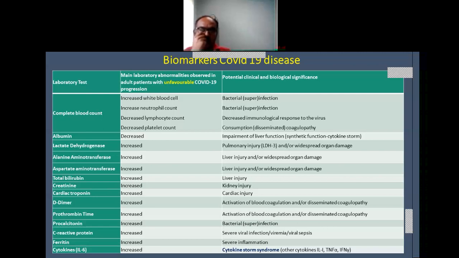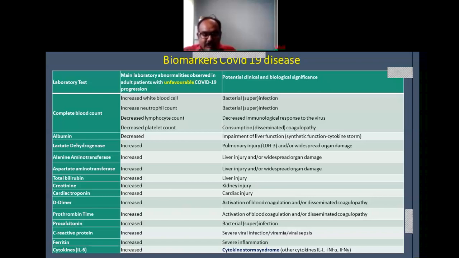I am rushing through most of the slides because nowadays we are under the strain of this COVID-19 disease, in which a lot of biomarkers play a role. As a biochemist, I want to talk a little bit about biomarkers with respect to COVID-19 disease. So the complete blood count, we can do albumin, lactate dehydrogenase, alanine transaminase, aspartate transaminase, and liver function things like total bilirubin, and kidney function also, creatinine, and sometimes cardiac troponin also, in unfavorable conditions in which even troponin I is positive.